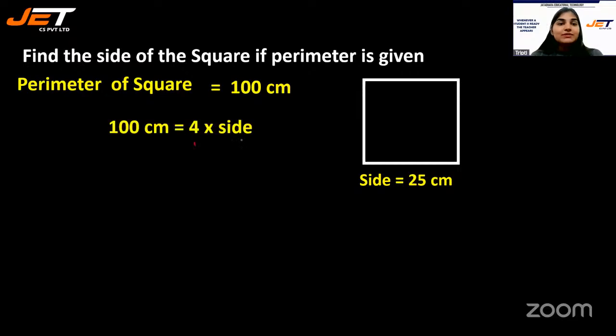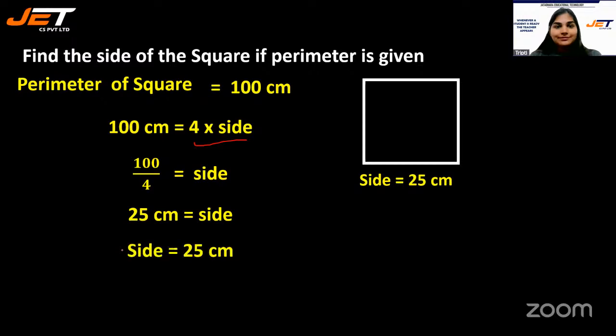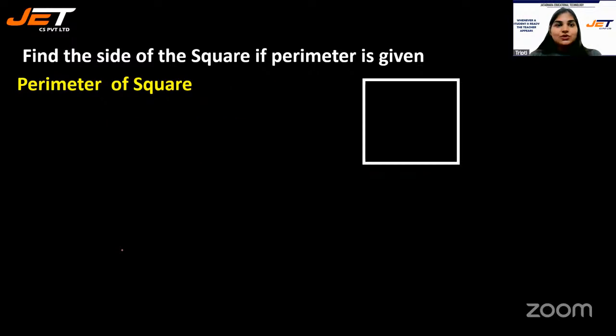You know that 4 times side is the perimeter of the square, right? So 4 times side we don't know. Here 4 times side is equal to 100 centimeters. Side is equal to 100 divided by 4. So 100 divided by 4 is equal to 25 centimeters. 25 centimeters is the side of the square. Let's do similar questions.